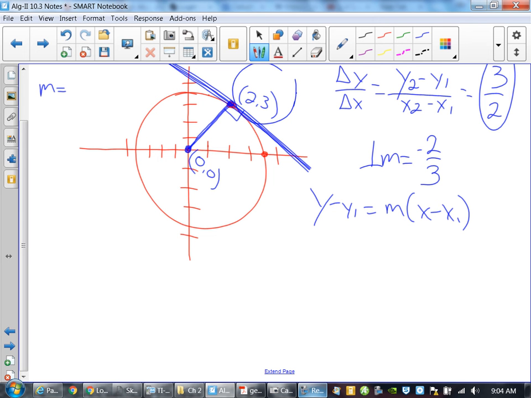So here's what happens. Fill in the blanks. y minus 3 is -2/3 times x minus 2. Distribute and solve for y. I'm sorry, solve for y. So used to solving for x.